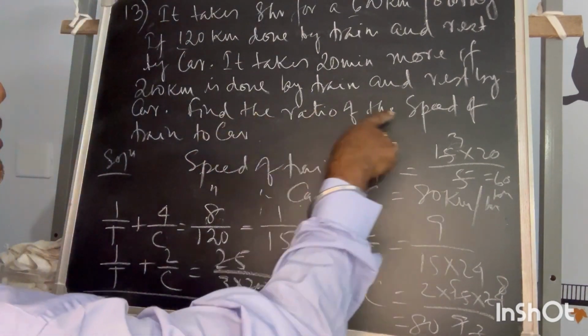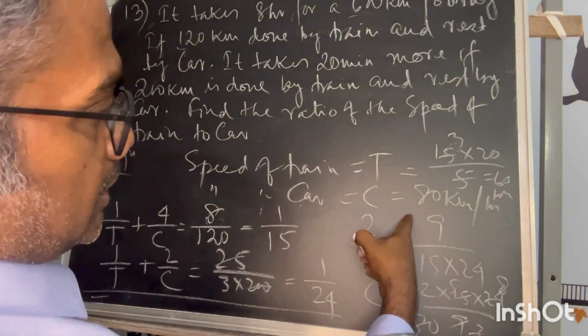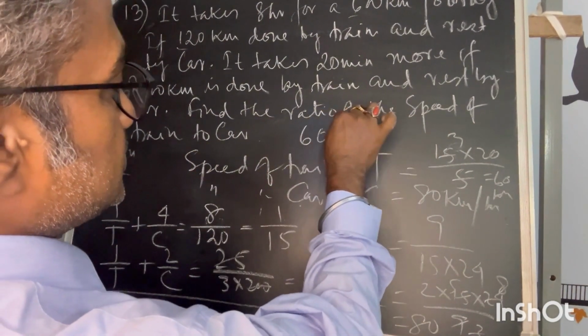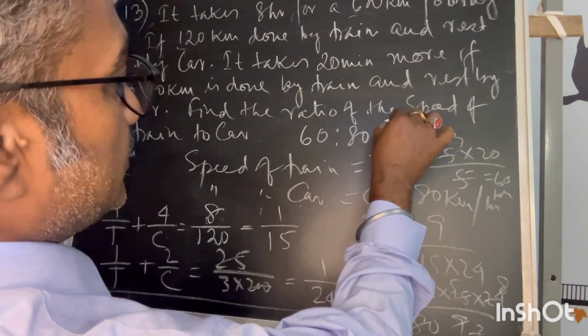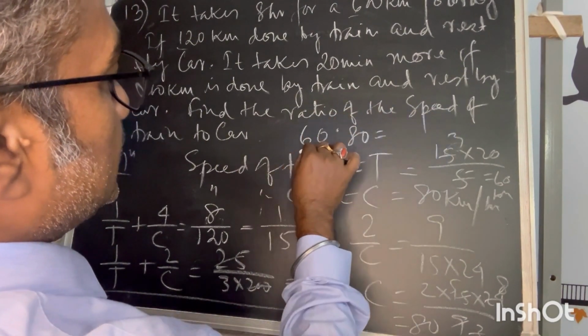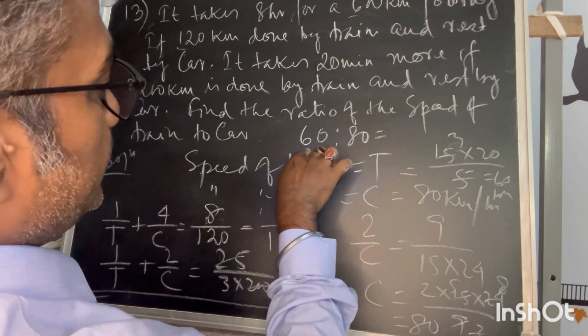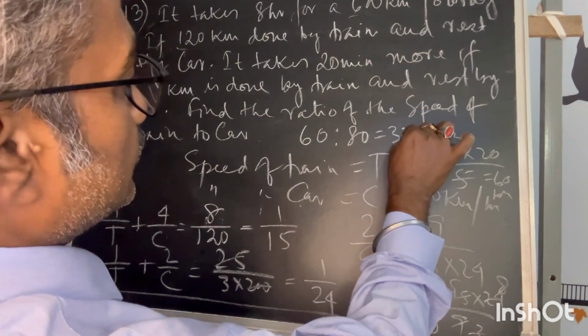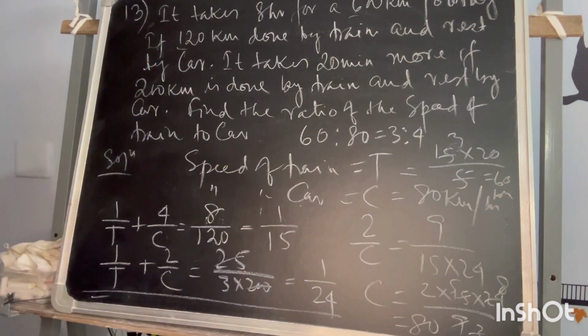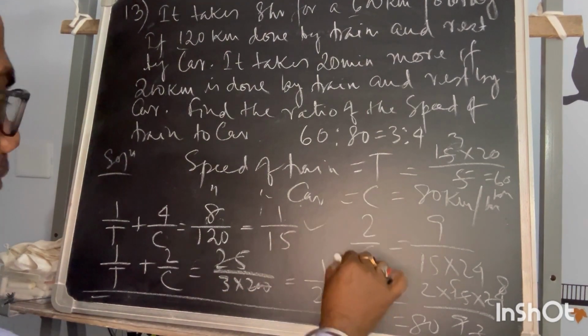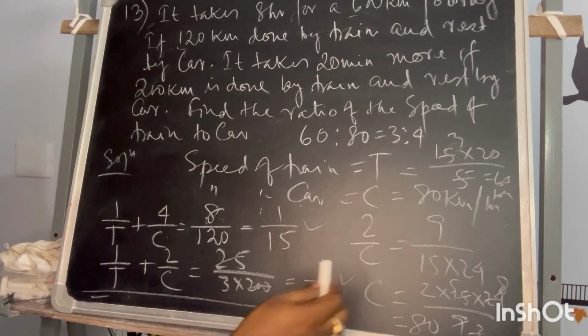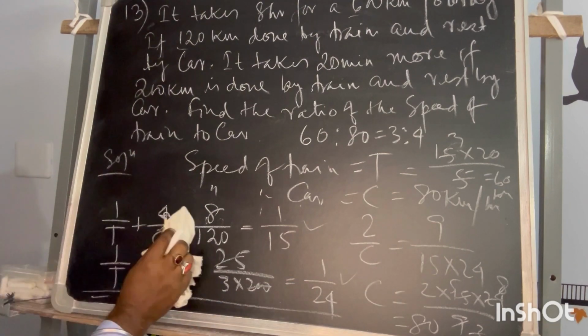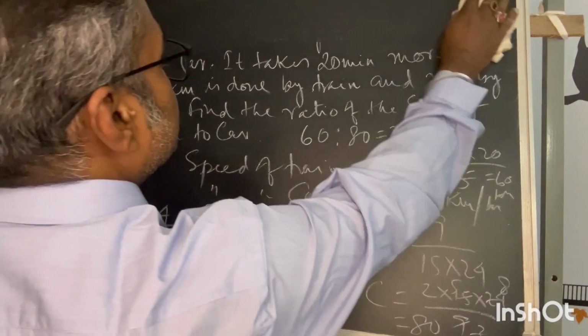Now the ratio of the speed of train to car is equal to 60 is to 80. If you reduce by 20, it will be 3 is to 4. So this will be the answer. Okay, understood? Because this is the main equation. If you can establish this, then solving is your own part. Okay, so I'm moving to the next problem.